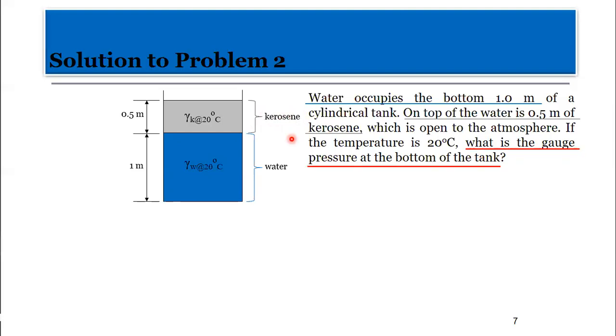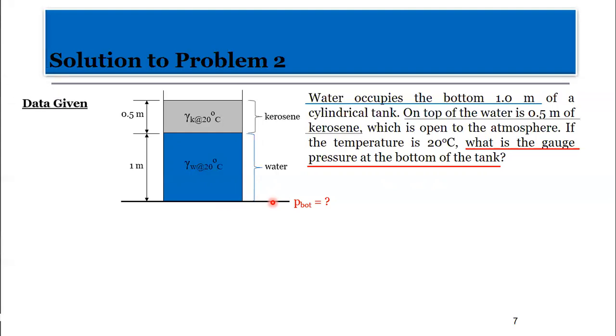Now the question is, what is the gauge pressure at the bottom? Where is the bottom? This place. So they want the pressure here. One way to do this is to look at it from this angle: the pressure due to this level, plus the pressure due to this level, will be equal to the pressure at the bottom. If you can recall. All right, so let's see how we solve this problem.